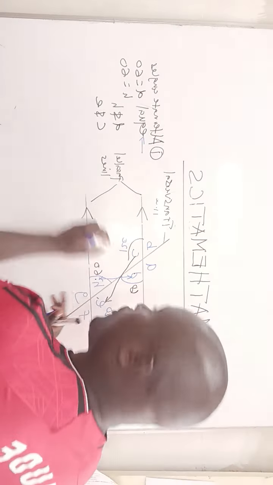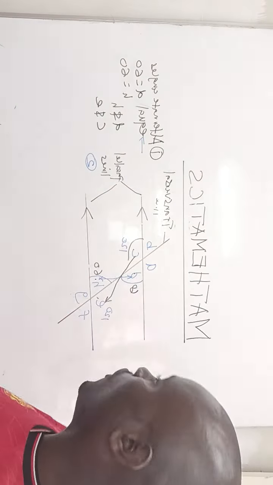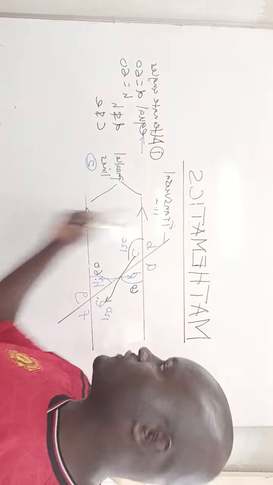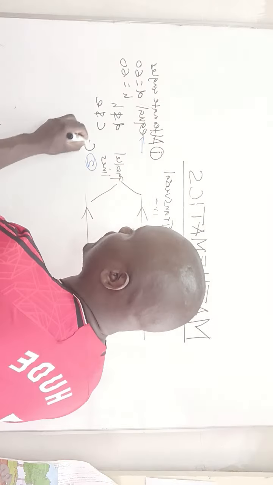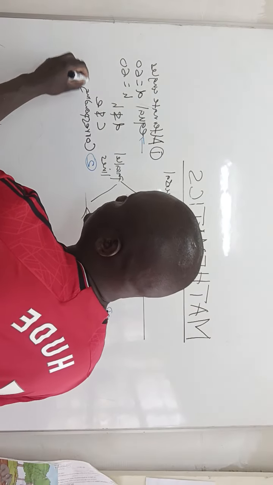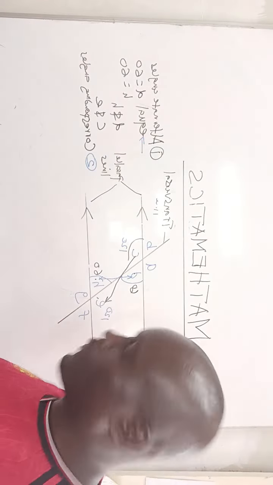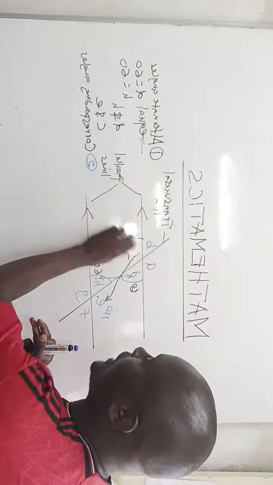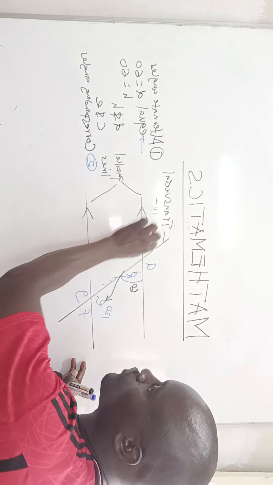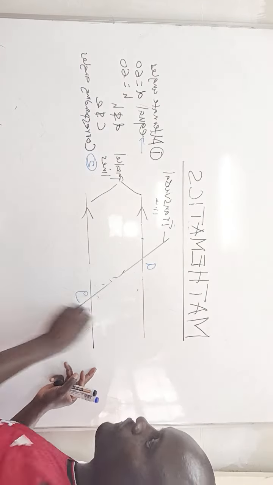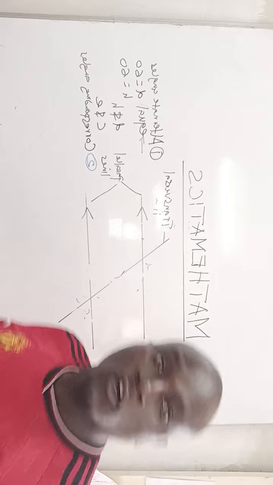Then another type of angle that we are going to look at, found on this transversal line and the parallel lines, is called corresponding angles. Corresponding angles are also equal. One thing about corresponding angles is that they are found on one side of the transversal line.